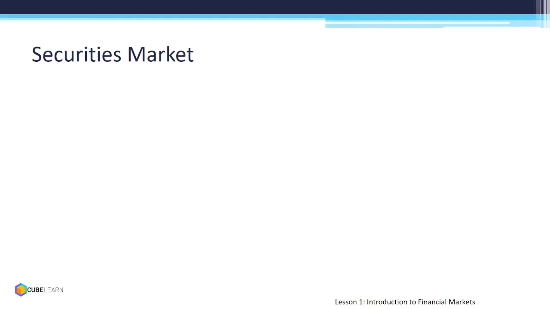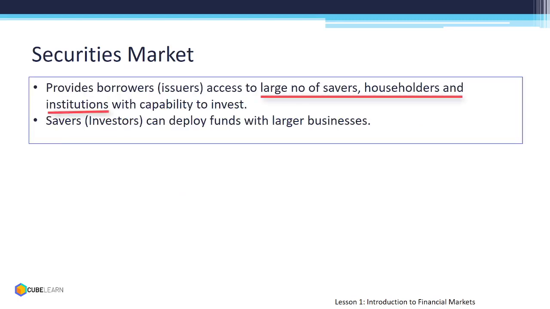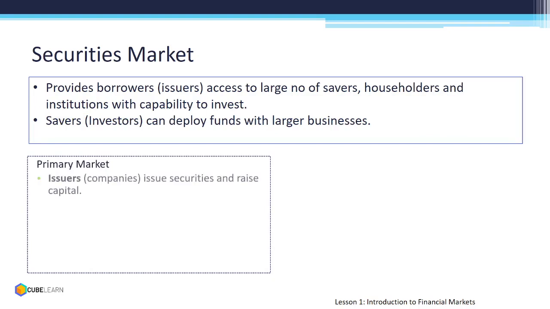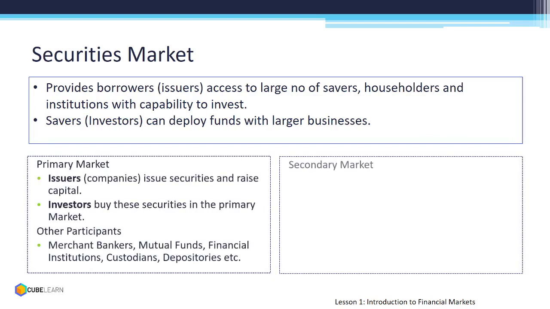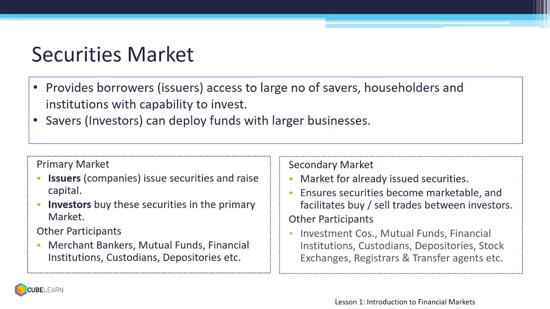Securities market provides an efficient institutional structure that gives businesses access to funds from a large number of householders and institutions. Securities market can be divided into 2 segments: primary market and secondary market. Pause and go through the salient features of these markets. We will get into detail about these interdependent segments in lesson 2.